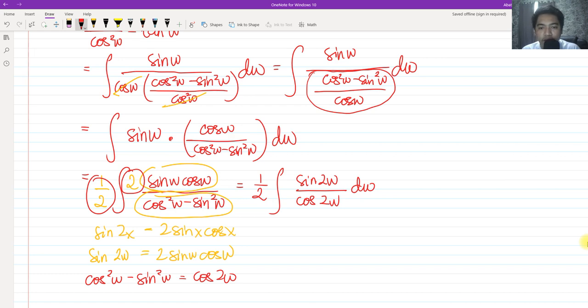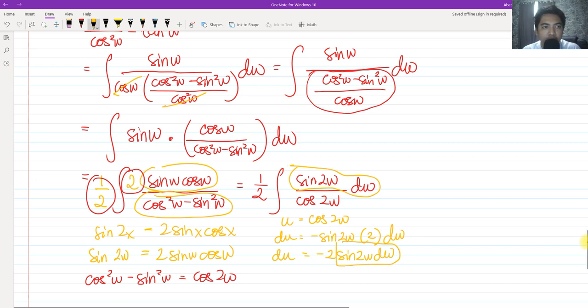Okay, so now we can use substitution. If I let u be cosine 2W, then the derivative of u would be negative sine 2W multiplied by 2 dW. So that becomes negative 2 sine 2W dW. And I only have sine 2W dW on my numerator. So that is what I want to separate.